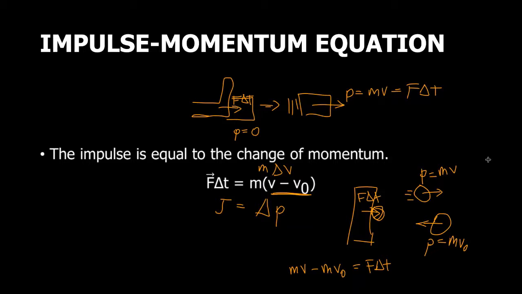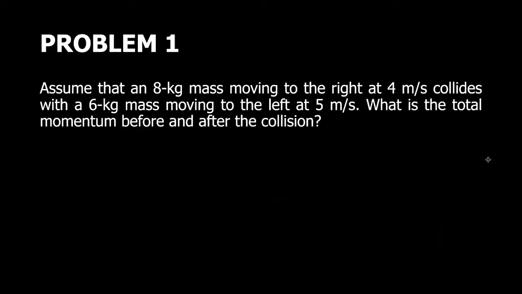So let's see these in action. For our first problem, assume that the 8 kilogram mass moving to the right at 4 meters per second collides with a 6 kilogram mass moving to the left at 5 meters per second. What is the total momentum before and after the collision?